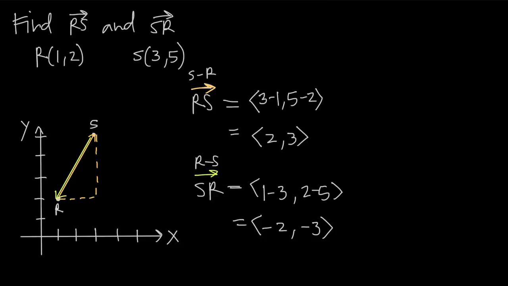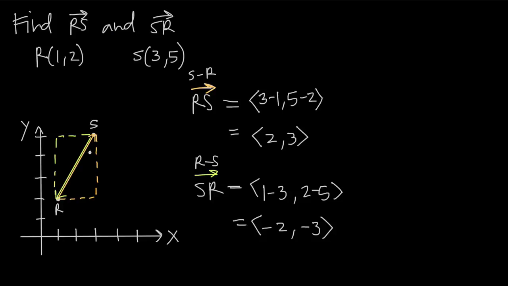To get from S to R, what do we have to do with x? Well, we have to move in the negative direction of the x-axis 2 units because we have negative 2 here. Then what do we have to do with y? Well, we have to move in the negative direction of the y-axis 3 units because we have negative 3. So we go down 3 in the negative direction of the y-axis. That's what gets us from S to R.